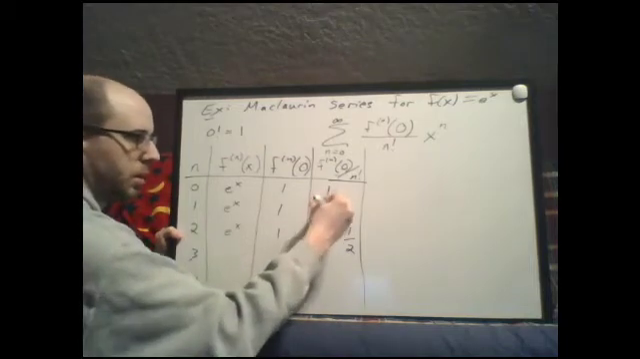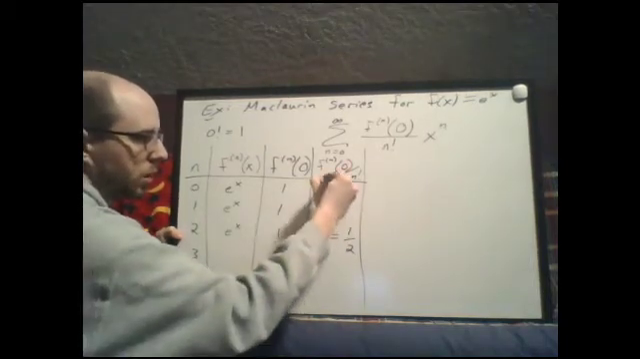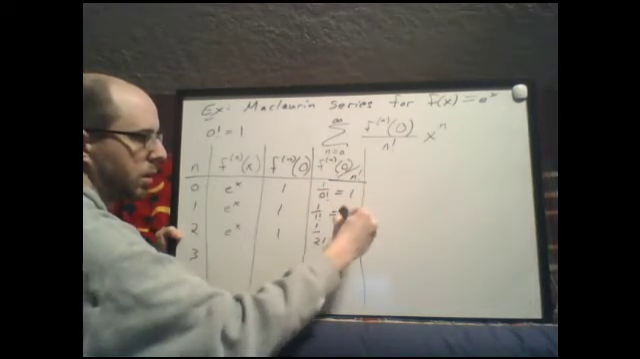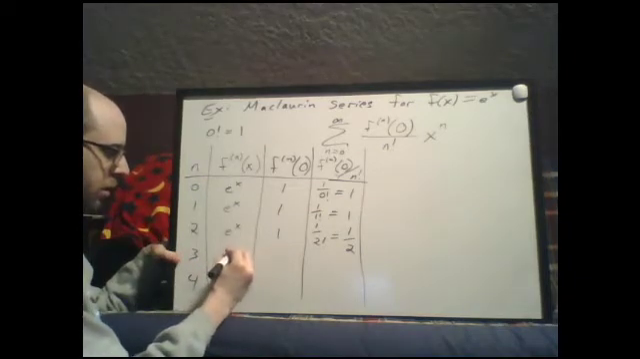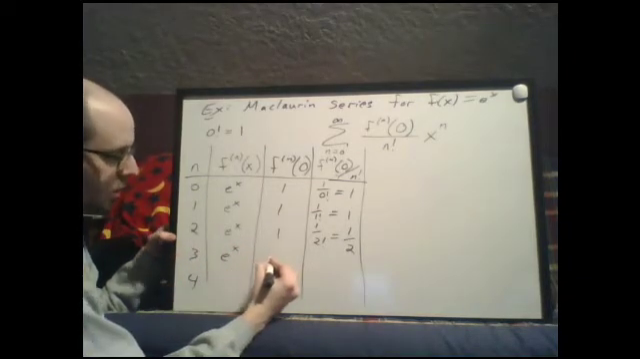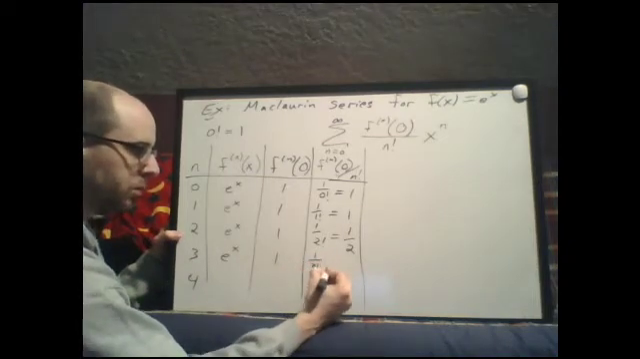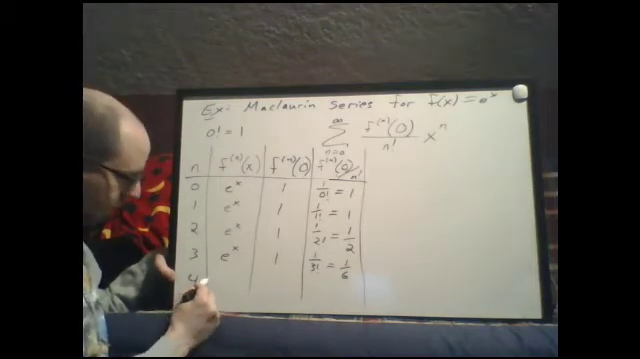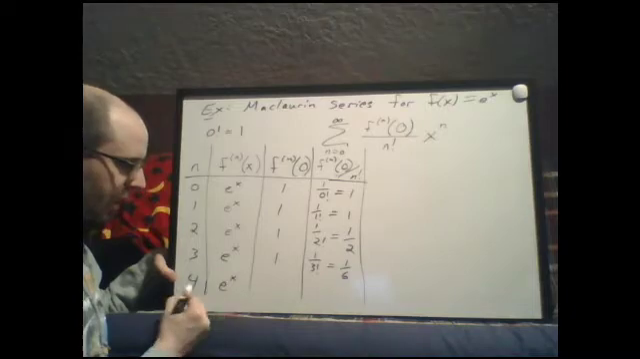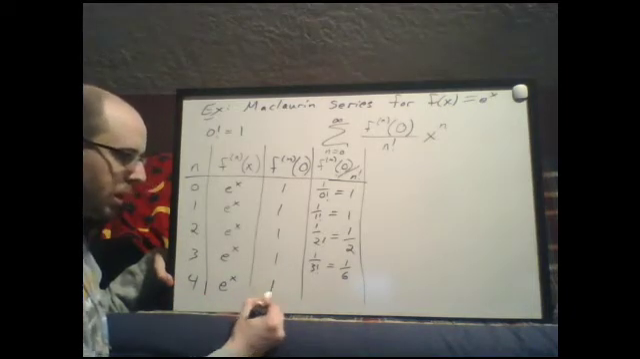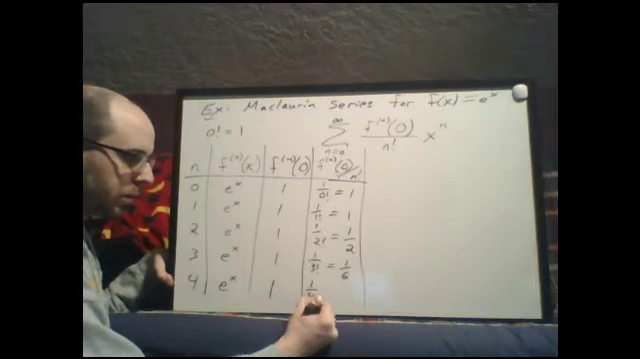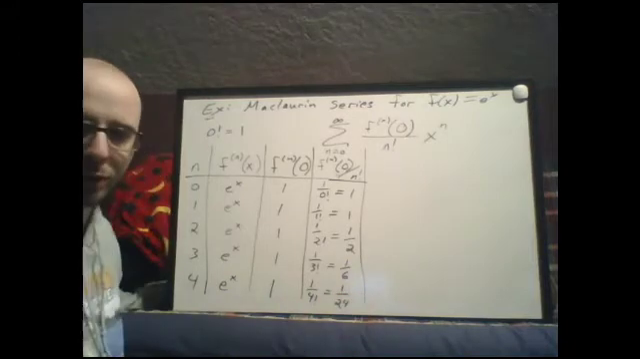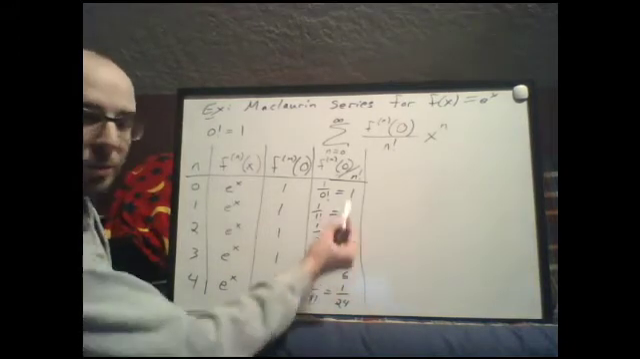Maybe I should show my work here. Okay, the next derivative is still e to the x. E to the 0 is still 1. So 1 over 3 factorial, that's 1/6. And lastly, that I have room for, the fourth derivative of e to the x is still e to the x. E to the 0 is still 1. Now I have 1 over 4 factorial. 4 factorial is 24. So 1/24. So these are my coefficients.